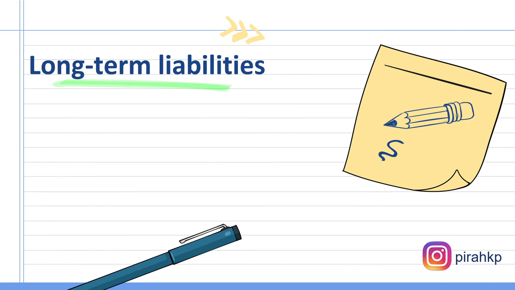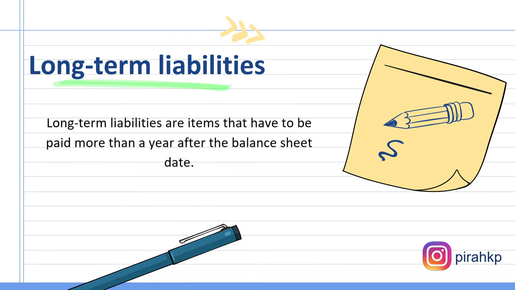Then long-term liabilities. Long-term liabilities are items that have to be paid more than a year after the balance sheet date. Example, bank loans and loans from other businesses. When you take bigger loans, they are usually to be paid within maybe 2 years, 3 years, 5 years. It can go quite a long way. So those are your long-term liabilities.